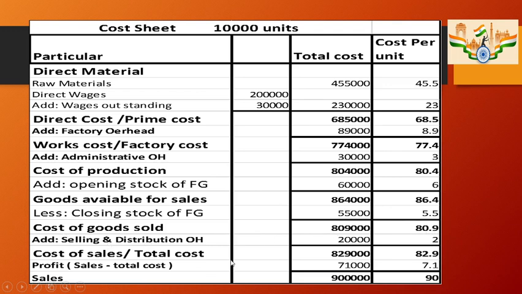Add selling and distribution overhead 20,000, that is 2 rupees per unit. Then cost of sales or total cost equal to 8,29,000, that is 82.9 rupees. Sales is already given, that is 9 lakh. Balancing figure is the profit. Profit equal to sales minus total cost, 71,000, 7.1. So this is the simple cost sheet. Here in this problem you have to concentrate where I have to put opening stock of finished goods and closing stock of finished goods.